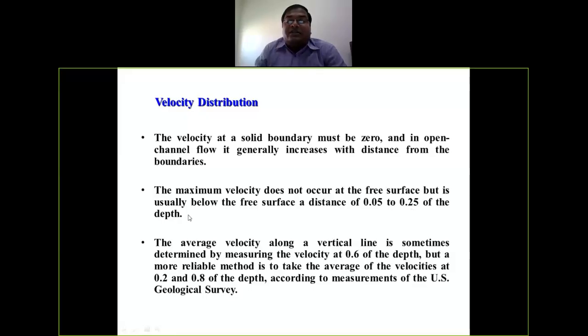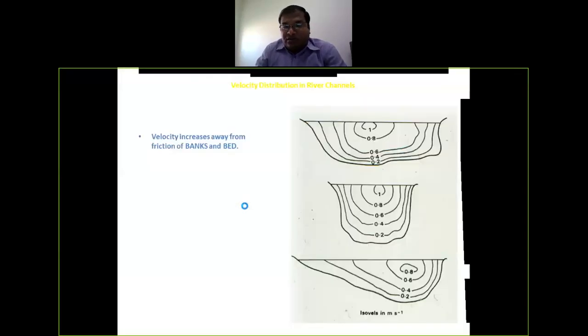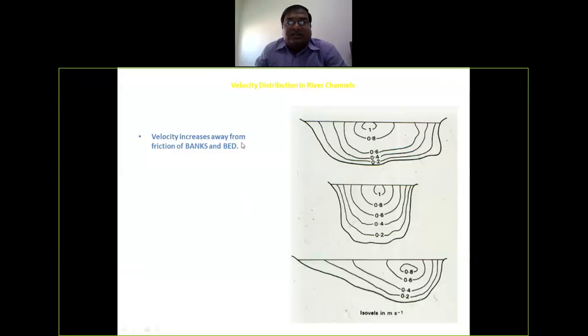The average velocity along a vertical line is sometimes determined by measuring the velocity at 0.6 of the depth. Okay, this value you have to remember. But a more reliable method is to take the average of the velocity at 0.2 and 0.8 of the depth, according to measurements of the US Geological Survey. So you can see here I have shown some figures. In this particular figure, velocity increases away from the friction of the banks and bed.